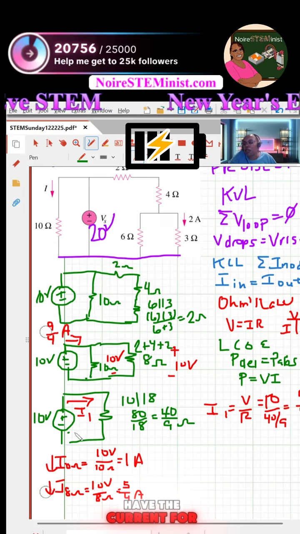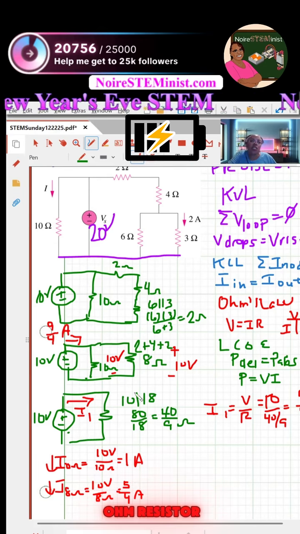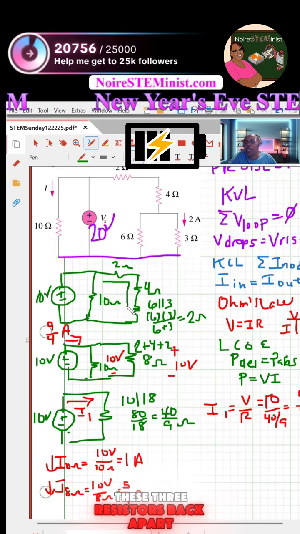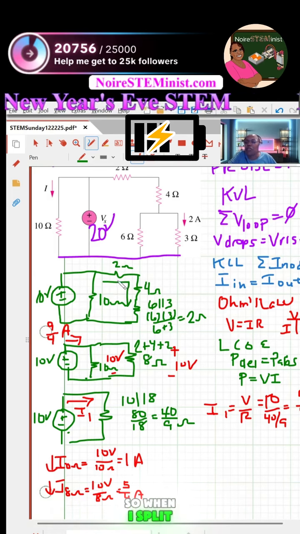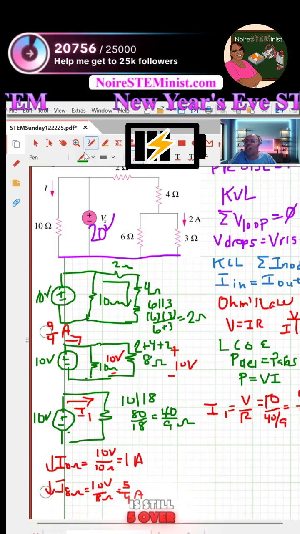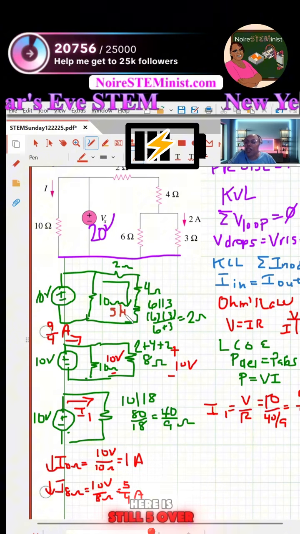So far we have the current for the 10 volt source, the current for the 10 ohm resistor, and the current for the 8 ohm resistor. So now if you go up another level, just because I split these three resistors back apart, it doesn't change their current. So when I split it back apart to 2, 4, and 2, the current through them is still 5 over 4 amps. So the current right here is still 5 over 4 amps.